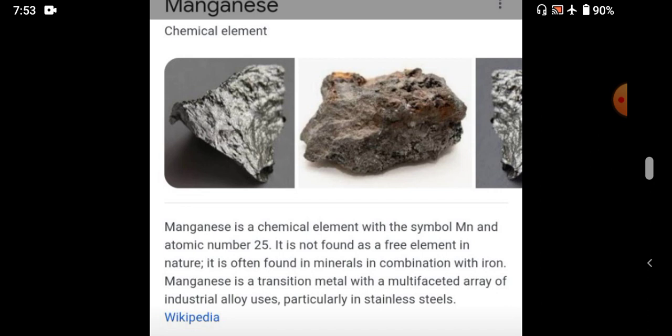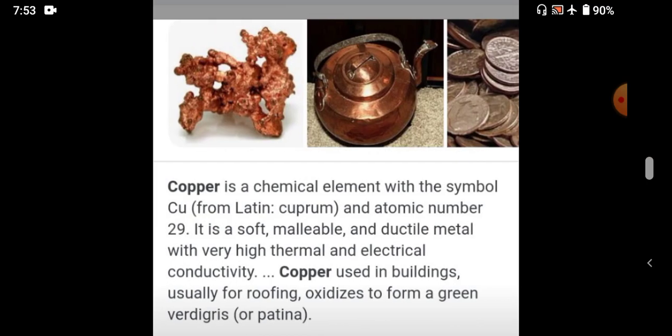India is in fifth place in producing manganese. In which state is the largest deposit of manganese? Very good. The largest deposits of manganese are in Odisha. Then the manganese ore mining company in India, its headquarters is situated in which place, students? Nagpur. Then next we learned about the third example, that is copper.